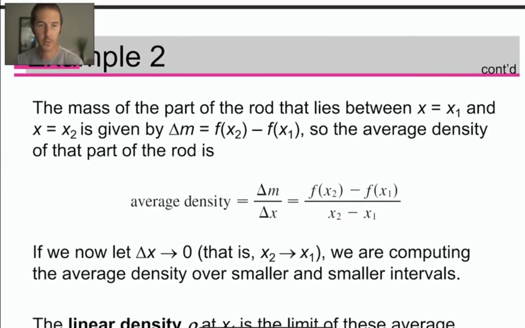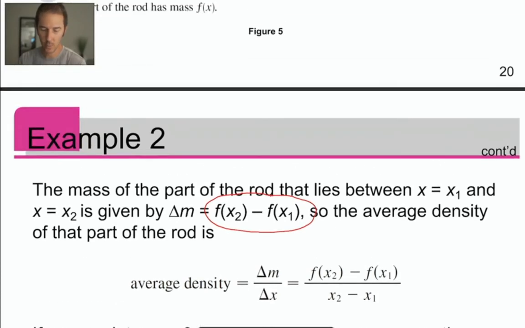Here it is. So this is what I was just saying. The mass of the part of the rod that lies between x equals x1 and x equals x2 is given by, we're going to call it delta m, change in m. It's weird the way that the notation kind of keeps getting dragged forward, but it is exactly what I said. They're calling it f of x2 minus f of x1. I called it m of x2 minus m of x1.